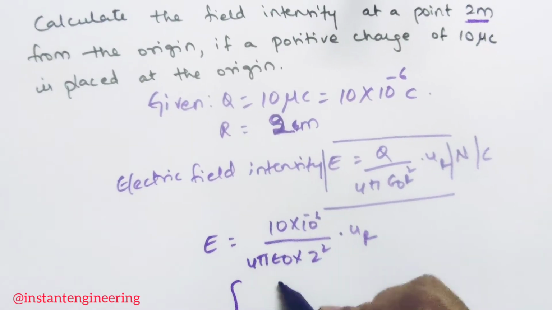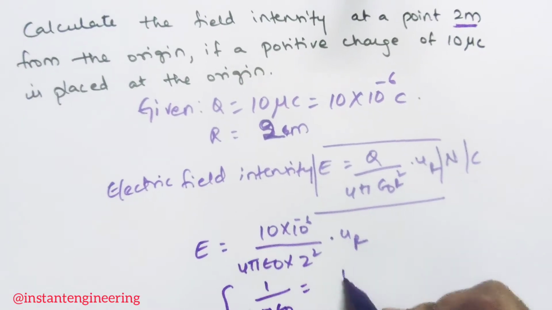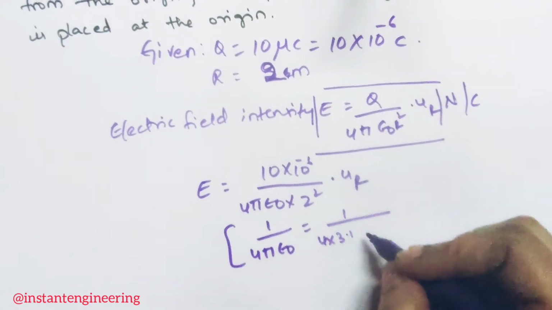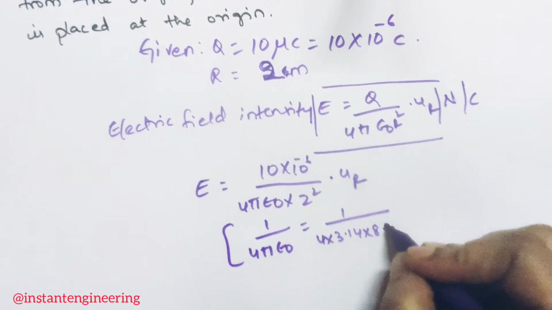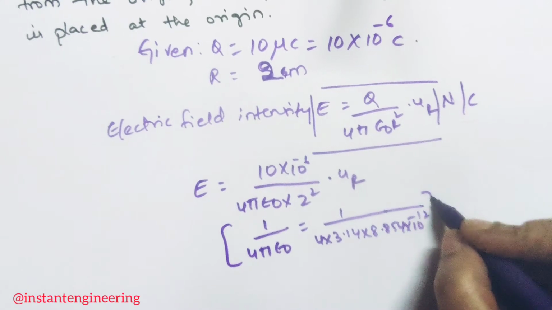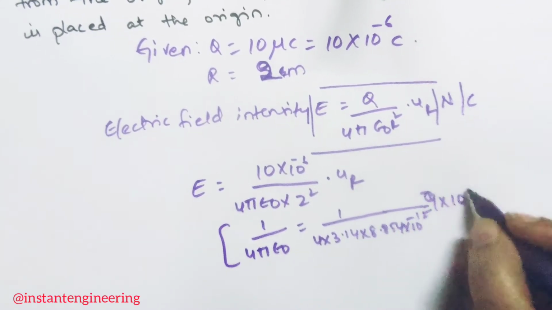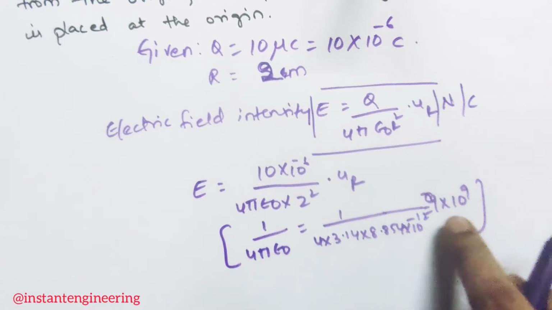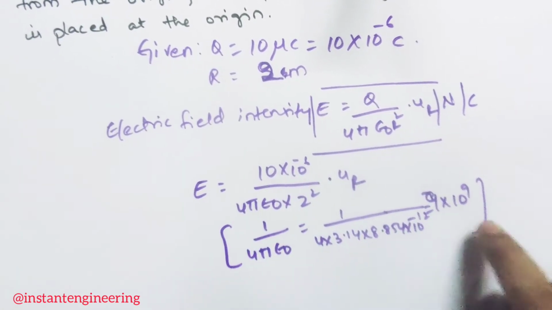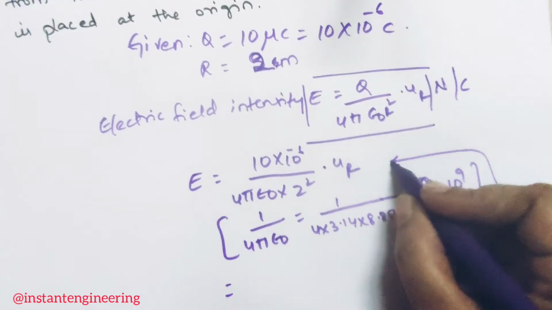We know the value of 1 by 4 pi epsilon naught, that is 1 by 4 into 3.14 into 8.854 into 10 power minus 12. If you solve this, the answer is 9 into 10 power 9. So just remember this, anywhere in this problem that value is 9 into 10 power 9. So just substituting that over here in this equation.